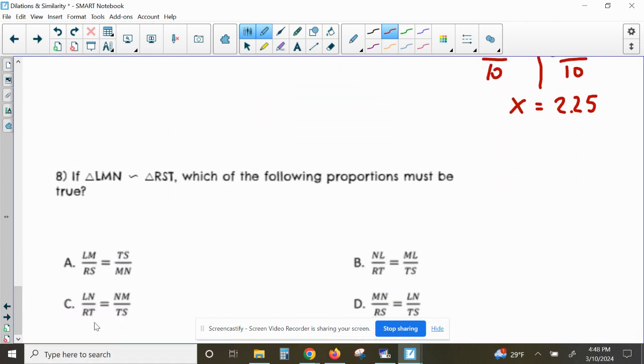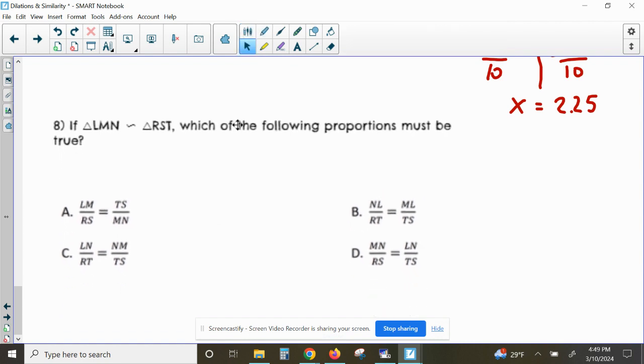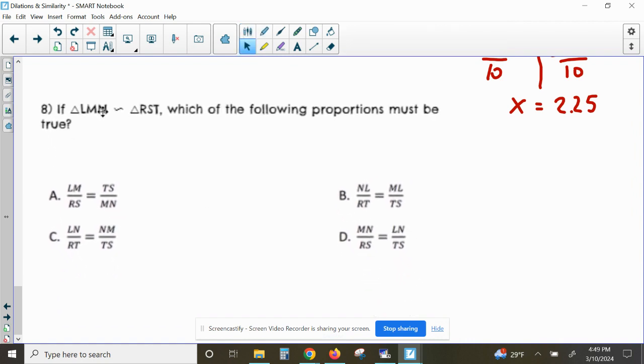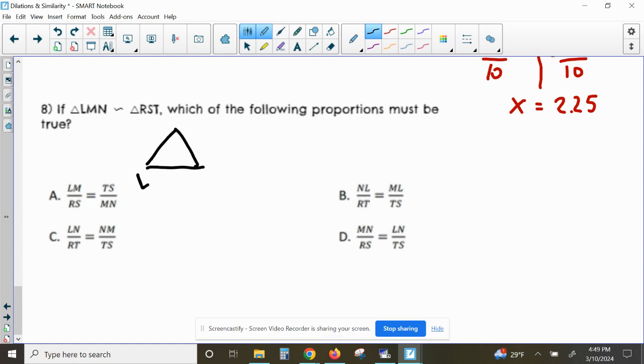All right, this last one. So I don't have any picture. So it says if LMN is similar to RST, which of the following proportions must be true? So I'm going to start by drawing these babies exactly the same. So I'm going to do triangle LMN is similar to triangle, and I got to name it in the exact same order. So if I did LMN, I got to do RST.